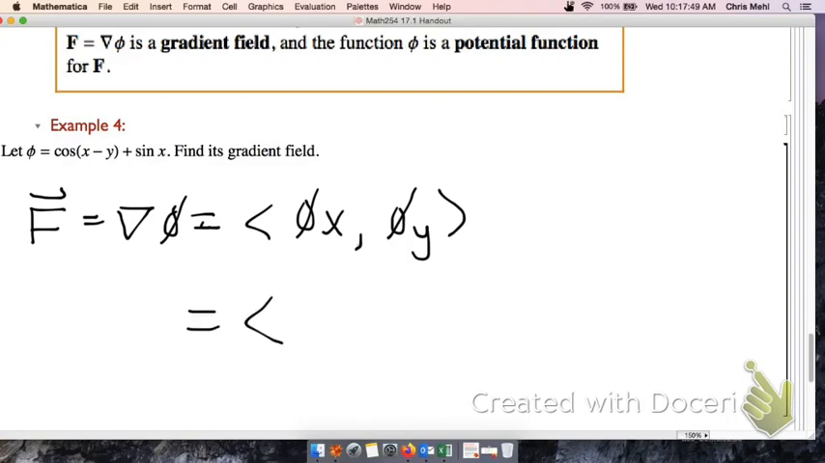And let's see what our components are. The derivative with respect to x, well, the derivative of cosine of x minus y would be negative sine. Inside stays the same. And the derivative of the inside with respect to x is 1, plus, and then the derivative of sine of x is cosine of x. And hold on, I should rewrite this so I actually have some room.